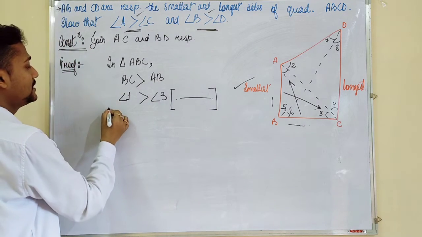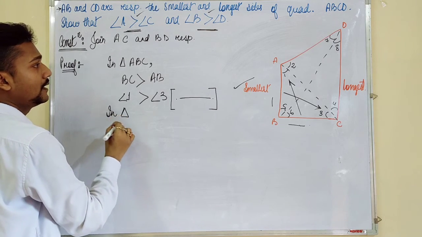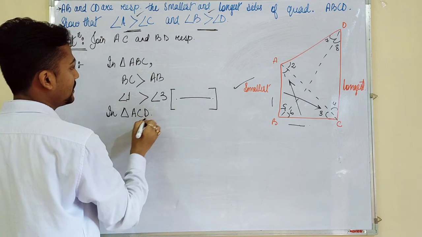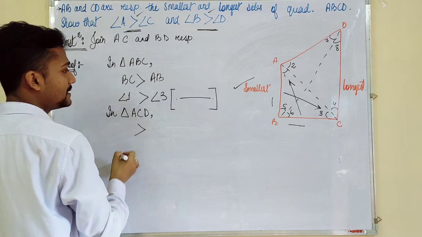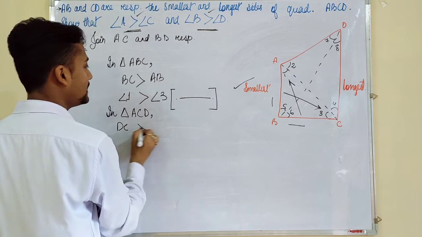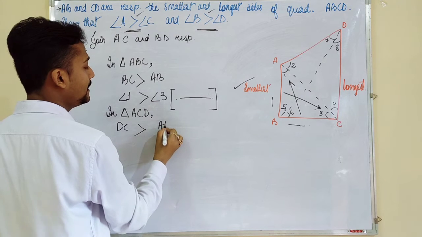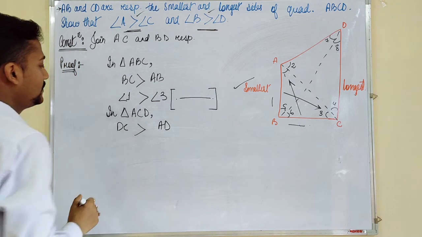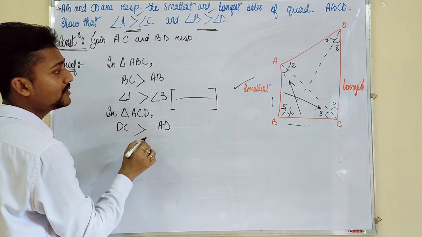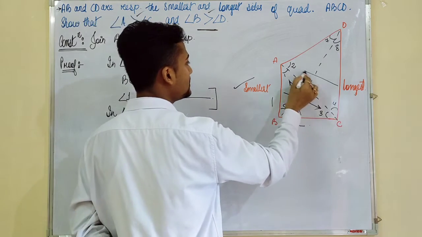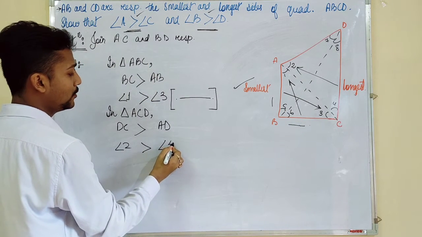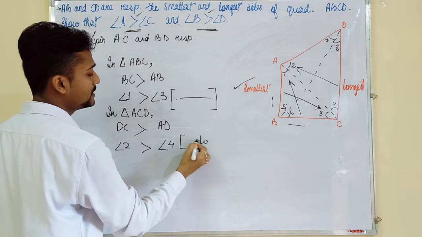Now next, in triangle ABC or ACB, whatever you take. Again we will take the greater than symbol. Which is greater? This is greater. DC is greater than AD. If DC is greater than AD, then what? What is the opposite angle of DC? The opposite angle of DC is 2. Angle 2 is greater than angle 4. Reason will be the same.